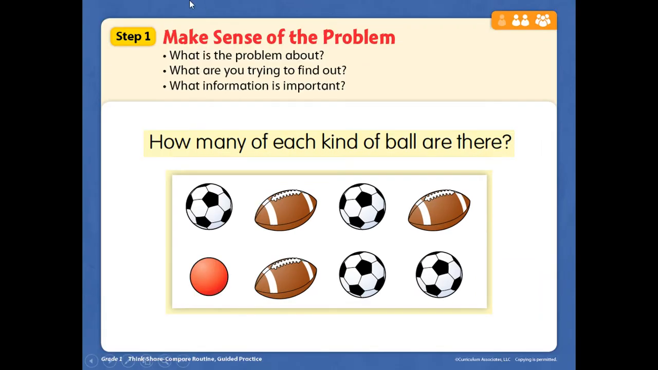So we need to make sense of this problem. What is this problem about, and what are we trying to find out? How many of each kind of ball are there? So remember when we did our shape activity, we actually had to name those shapes. So let's name our balls: soccer ball, football, and we'll just say a red ball.